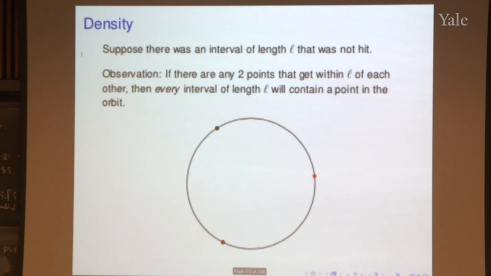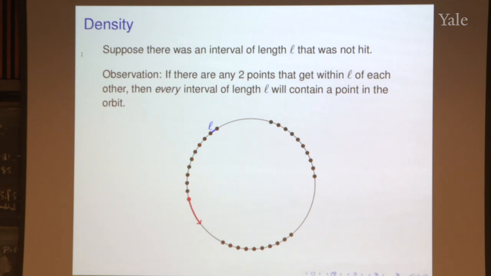So just pictorially, if I have an orbit and two points get within L of each other, then as I loop, so I went three times around and got within L. If I loop three times again, so I'll just do it in quick succession, boop, boop, boop, then I'm within L again. And I can keep doing this. So this is kind of like what you were saying. And I can basically fill up the whole circle with points that are within L of each other.